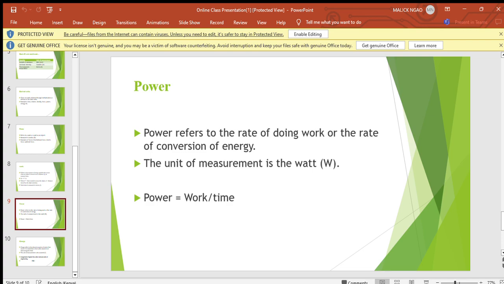Mathematically, we can express power as the amount of work or the rate of energy converted divided by the time in seconds. So the unit for work is the joule, the unit for time is the second. So we take power is equal to work divided by time.